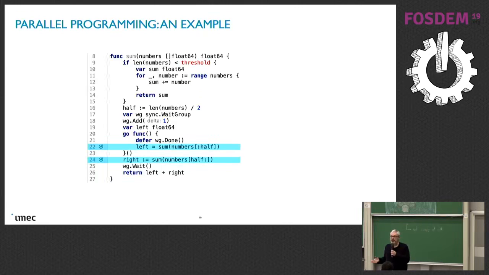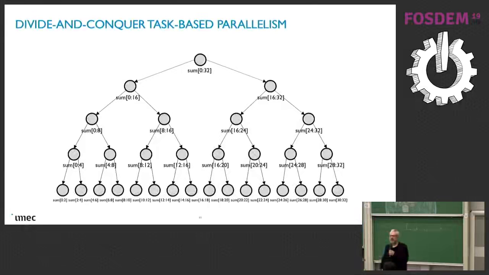Is this now below the threshold? Then we just do the sequential version. If it's not below the threshold, we split it up into two halves again. This creates a task tree. This is what the notion of divide and conquer task parallelism means.